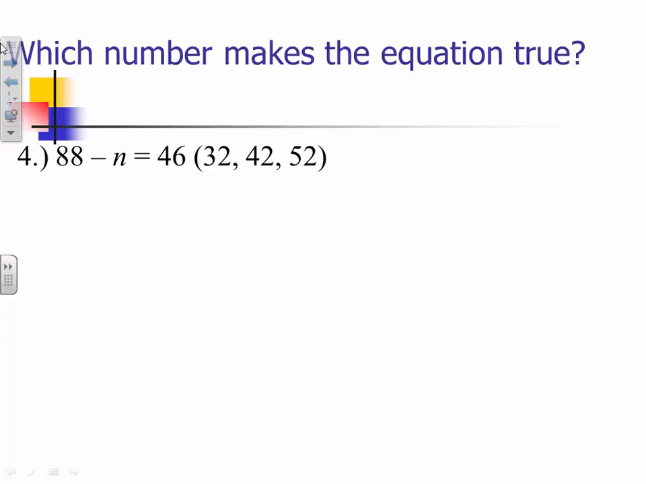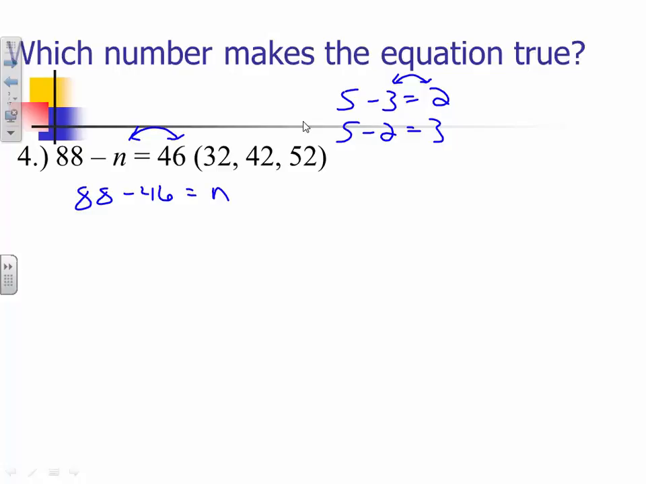Okay, let's take a look at this guy. 88 minus n equals 46. We're saying one of these three numbers could be in for n. So you could substitute those if you want to. That's perfectly fine. That'll get you the answer that you need. Let me show you something here. If I took a simple example and I said 5 minus 3, we all know that's 2. Could I rearrange the 5 and the 3 and the 2? Could I say 5 minus 2 and will that still equal 3? It does, right? So I can switch these just like I can do that here. I can say 88 minus 46 will get me n just the same way.